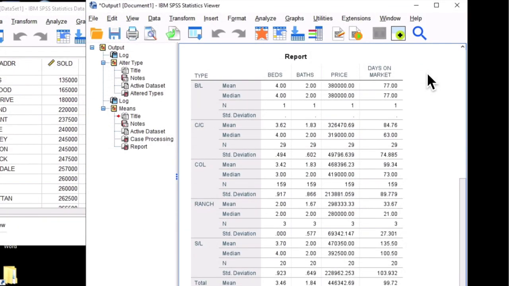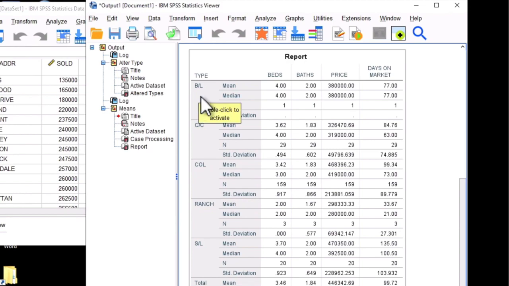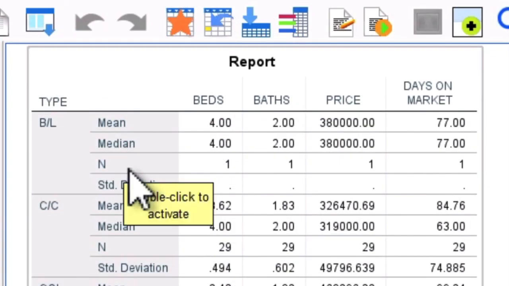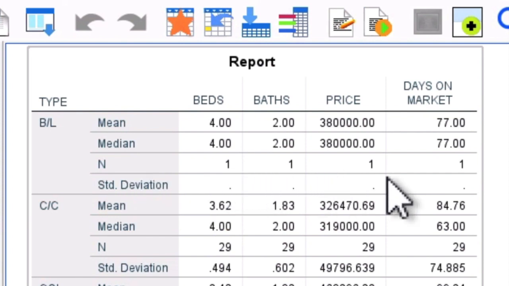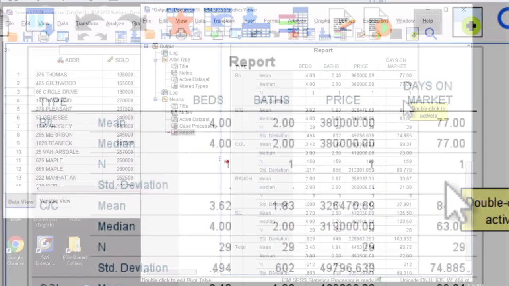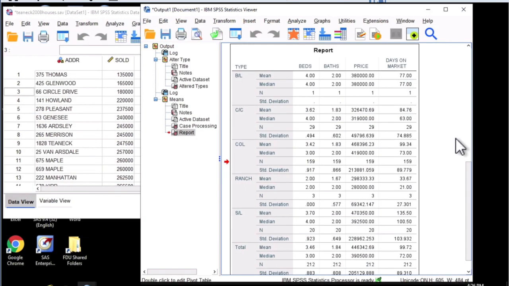So it's important to look at the number of cases that are in each group. For example, here we have the bi-level houses. The sample size is always n for number of things. And we see that there's just one house on the market which has beds, baths, price, and days on market information. But there's just one, so we're going to ignore this because one case of anything is kind of meaningless.